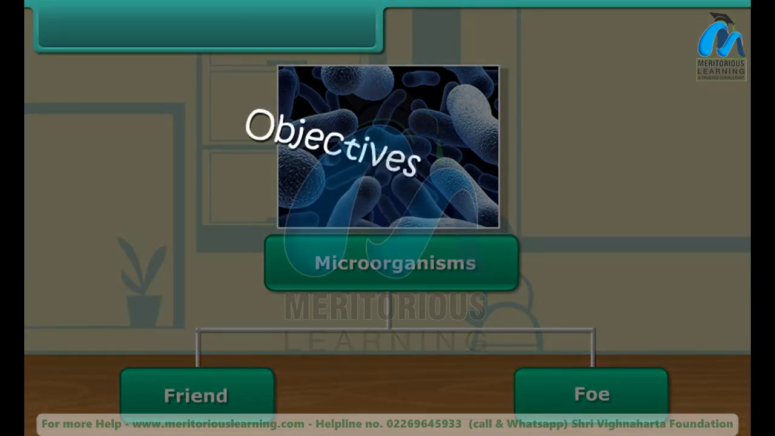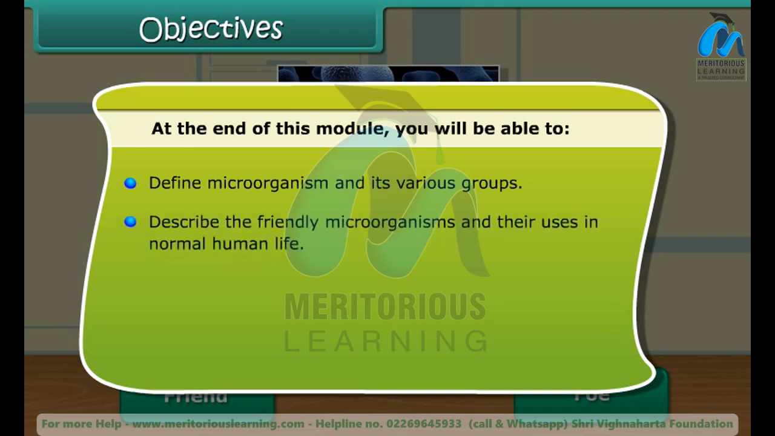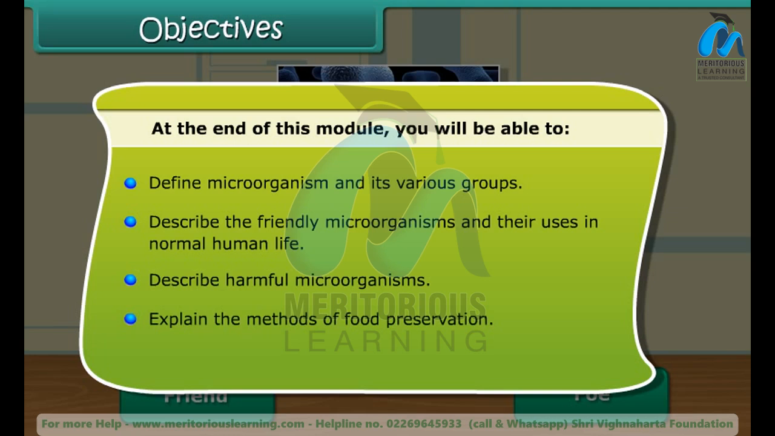Objectives. Friends, at the end of this module, you'll be able to define microorganisms and their various groups. You will also be able to describe the friendly microorganisms and their uses in normal human life. Besides, you'll be able to describe harmful microorganisms and explain the methods of food preservation. In addition, you will also be able to describe nitrogen fixation and the nitrogen cycle.